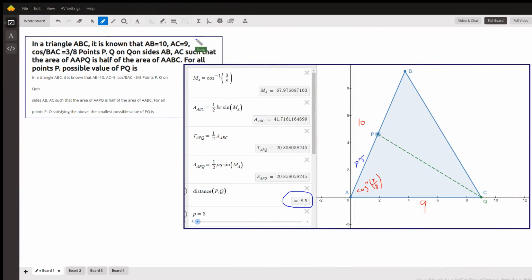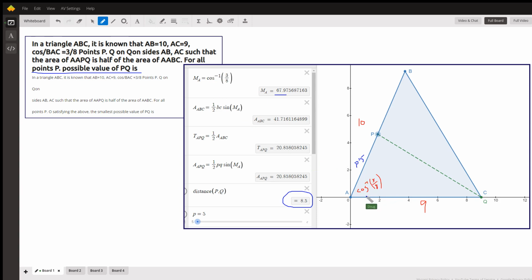I came across this problem posted on Wyzant well over a year ago, but I thought we'd take a look at it. So we've got triangle ABC where side AB is 10, side AC is 9, and the angle between them has a cosine of 3/8, which means that angle is about 68 degrees.